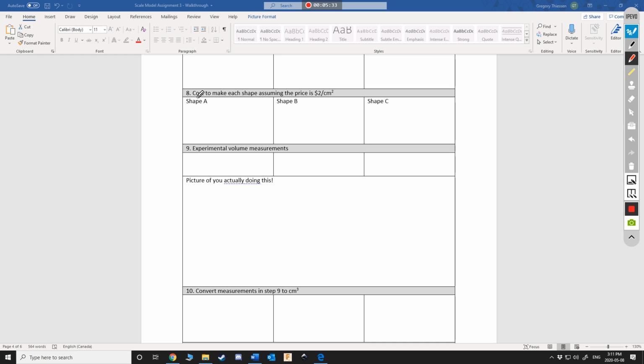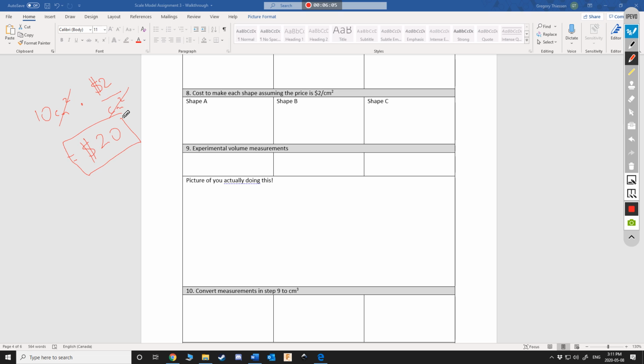Okay, so shape A, I'm not going to do the exact ones, but let's say we had an area of 10 centimeters squared. If we just multiply that by this ratio, this $2 per centimeter squared, we'll see the areas cancel out. We end up with $20. We're just trying to put in perspective, if you were to make a larger version of something or make a scale model of something, how much more would it actually cost?